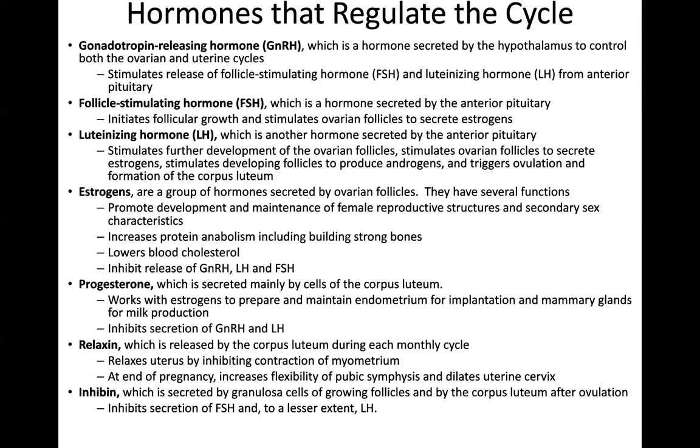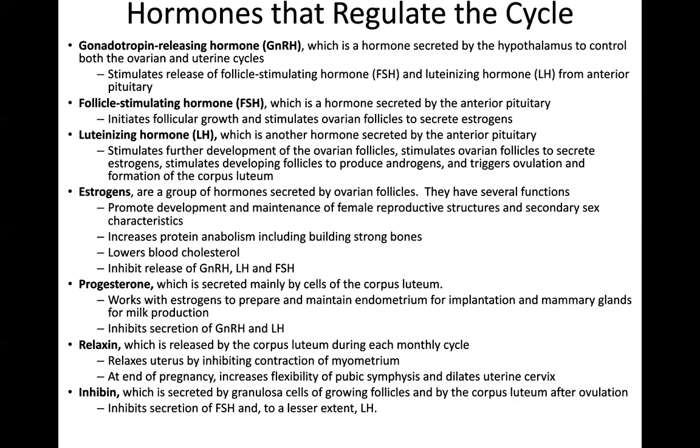Luteinizing hormone, the other hormone from the anterior pituitary, stimulates further development of the ovarian follicles, stimulates them to secrete estrogens, stimulates the follicles to produce androgens, and, I would highlight this, triggers ovulation and the formation of the corpus luteum. So the really, really important thing here that luteinizing hormone does is that it triggers ovulation.